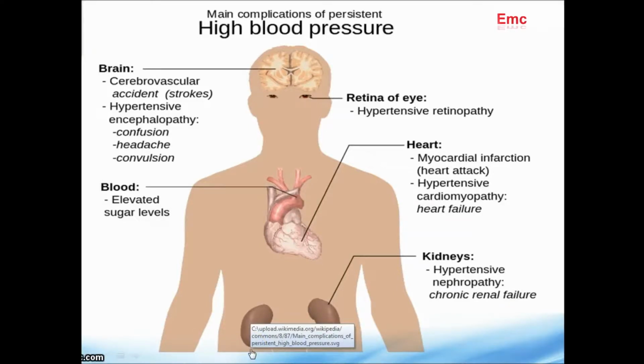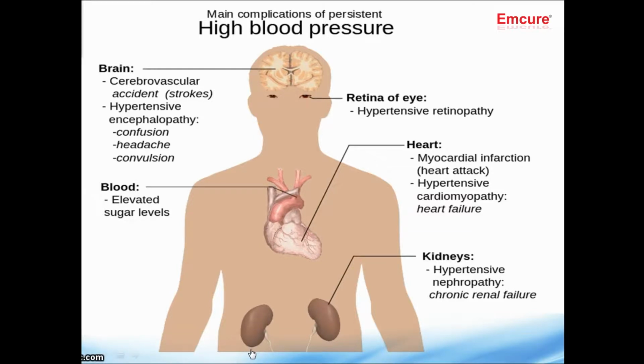So, welcome back. We are going to talk about the complications of persistent high blood pressure. In the brain, you can have cerebrovascular accidents, which are also called strokes. You can have hypertensive encephalopathy, which can lead to confusion, headache, convulsions. Then in the eyes, you can have hypertensive retinopathy. You can have detachment of the retina.